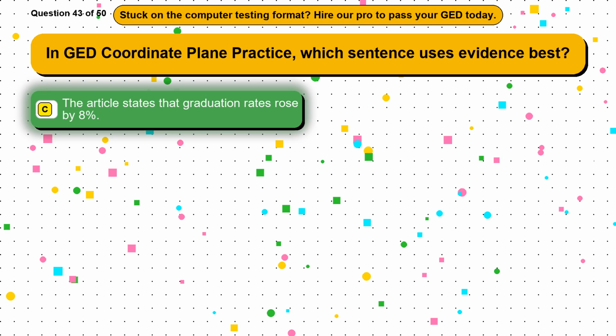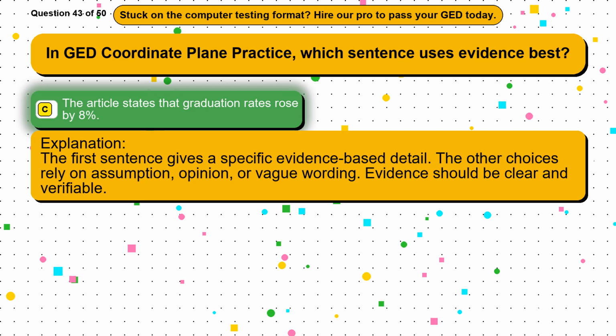The correct answer is option C. The article states that graduation rates rose by 8%. The first sentence gives a specific evidence-based detail. The other choices rely on assumption, opinion, or vague wording. Evidence should be clear and verifiable.